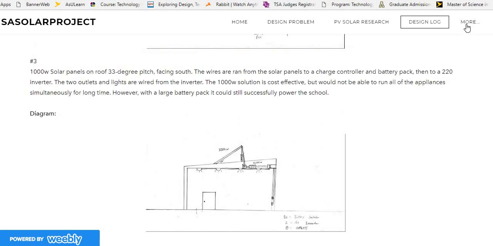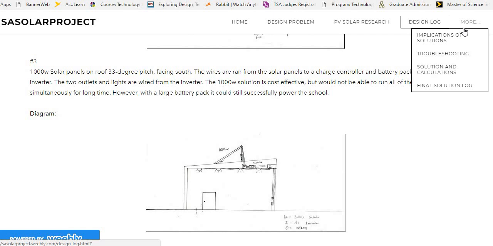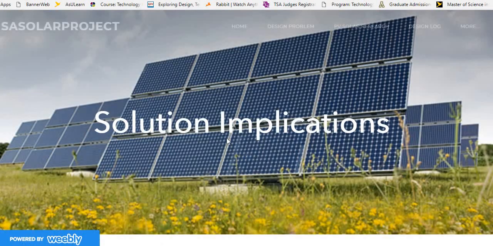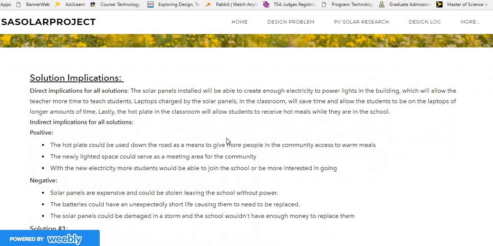Next, we would be looking at the implications of these solutions. So, first off, on this tab, I decided to lead off by saying all of the implications for all solutions, because a lot of the solutions are relatively similar. They just have some small things in them that make them very different in terms of PV solar design.